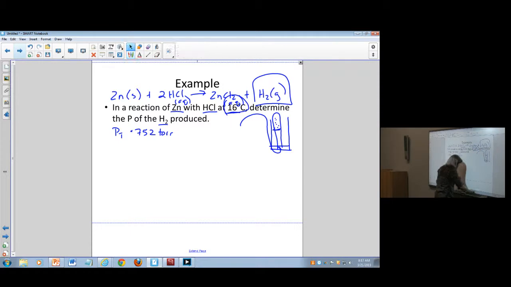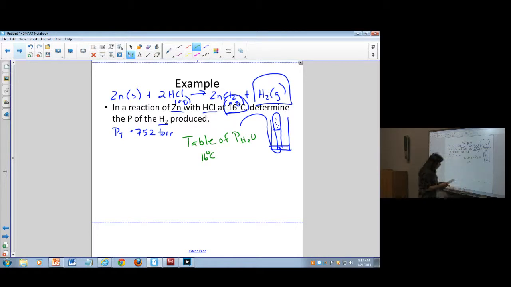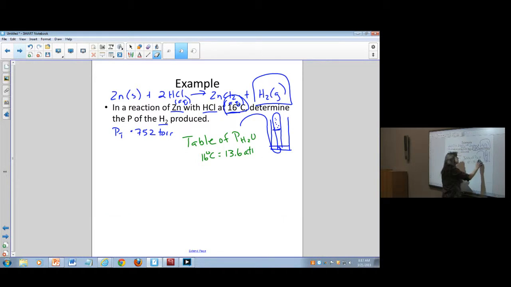Because when you look in the table in your book, the table of vapor pressure for H2O at 16 degrees Celsius, you'll find that that's equal to 13.6 torr, 13.6 torr. Okay, so usually these tables are in torr.